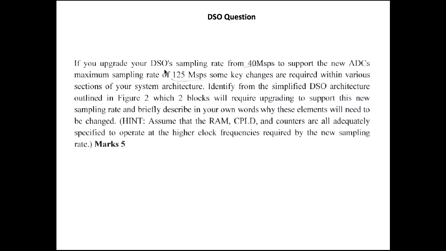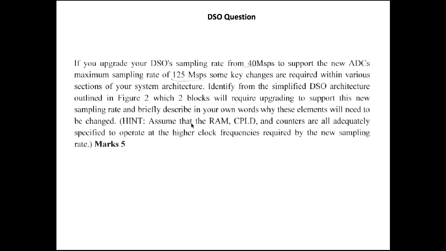If you upgrade your DSO sampling rate from 40 mega samples per second to support the new ADC maximum sampling rate of 125 mega samples per second, some key changes are required within various sections of your system architecture. Identify from the simplified DSO architecture outlined in the figure, I will show you the figure, which two blocks will require upgrading to support this new sampling rate, and briefly describe in your own words why these elements will need to be changed.